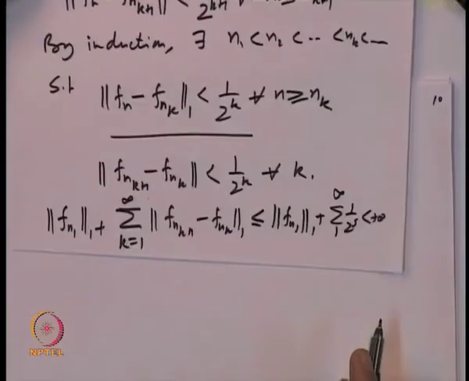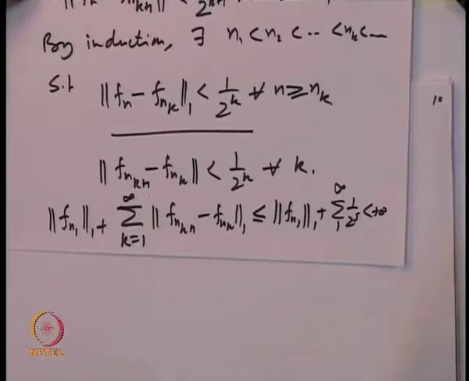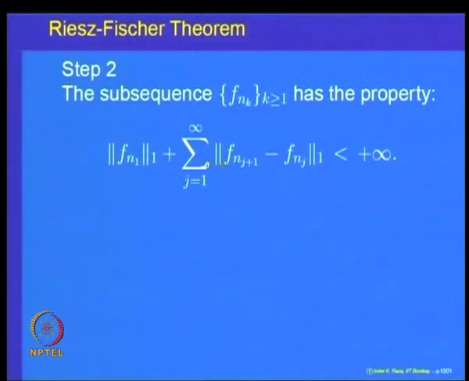So, that proves the required property of step 2, namely that the sum of norms of these quantities f n 1 and the differences is finite. Once we have that, now I can apply my series form of the Lebesgue dominated convergence theorem.